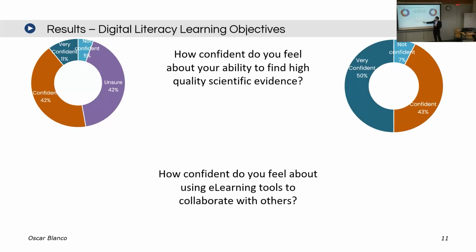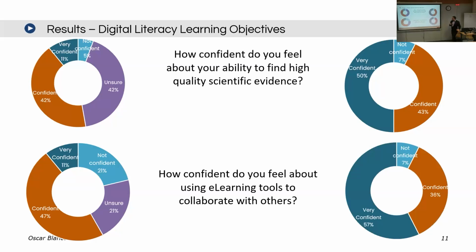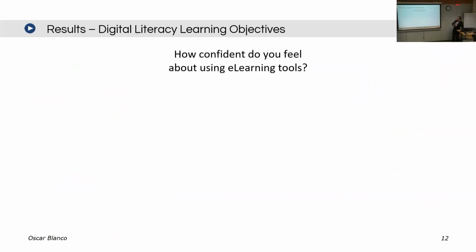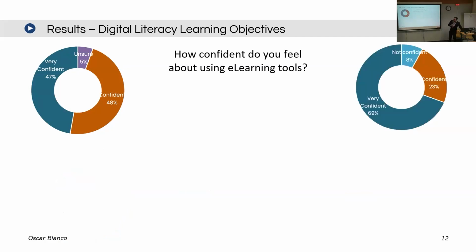When we looked at e-learning tools rather than just high-quality scientific evidence, we saw that similarly, about half of the participants felt relatively confident or very confident, whereas afterwards we saw that the vast majority, so just over 90% between very confident and confident, after using some of the different applications and tools that we used. When it came to actually using these e-learning tools, most were confident or very confident before the program. And that group of very confident we saw increase dramatically.